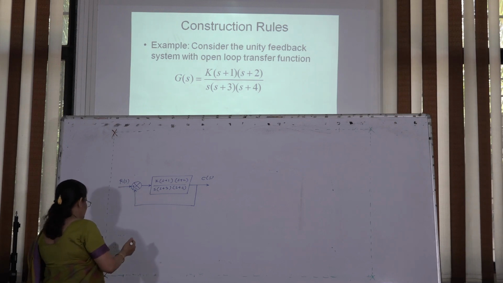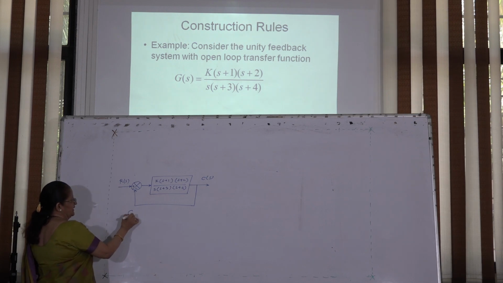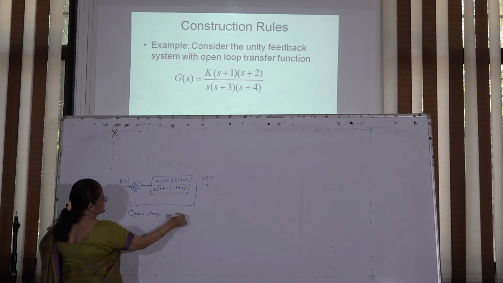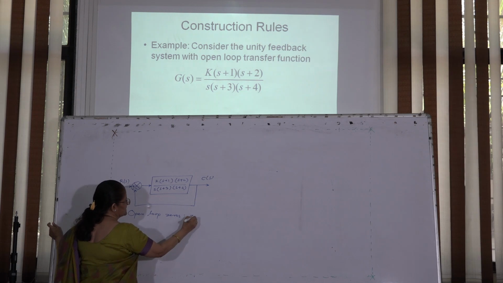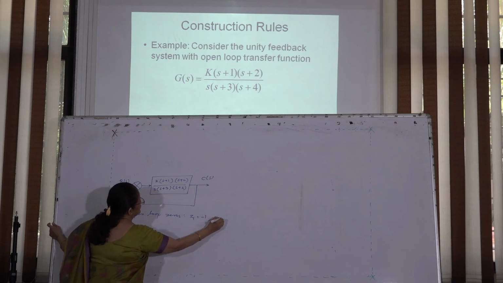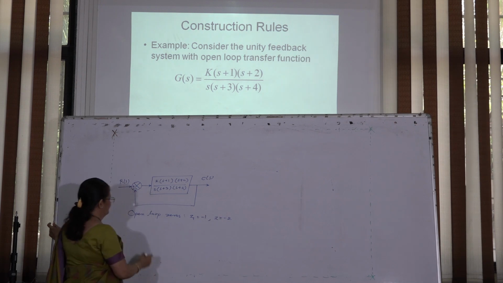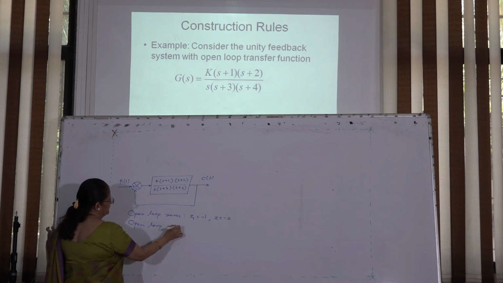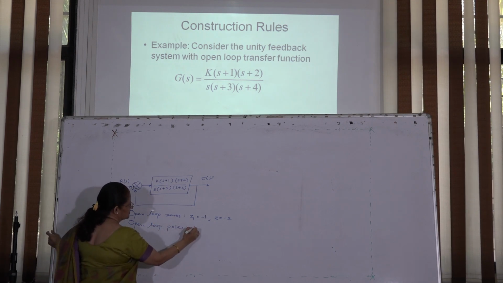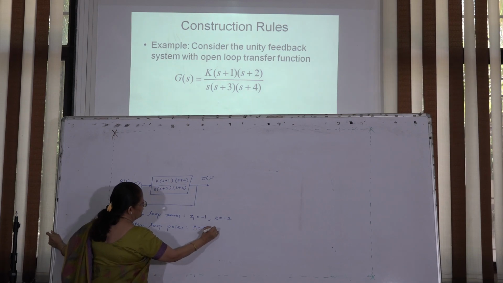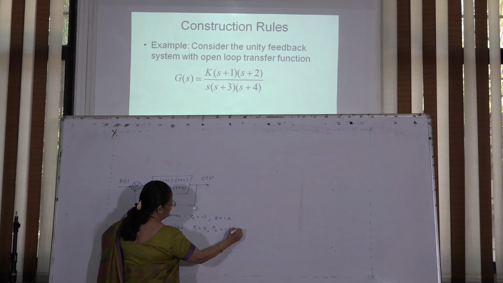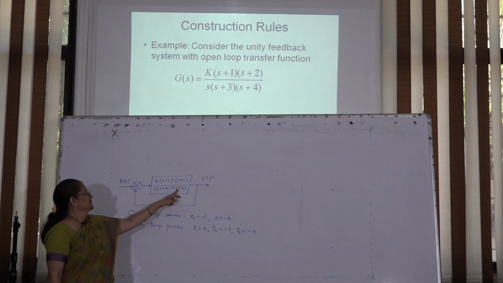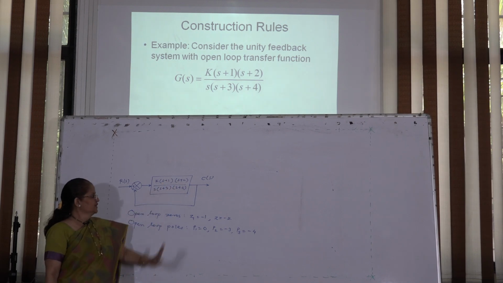So, where are the zeros and poles lying? We will write first the open loop zeros. One is at minus 1 and one is at minus 2. Open loop poles: one is at 0. So, P1 is at 0, P2 is at minus 3 and P3 is at minus 4. S is 0, S is minus 3, S is minus 4. Here S is minus 1, S is minus 2.